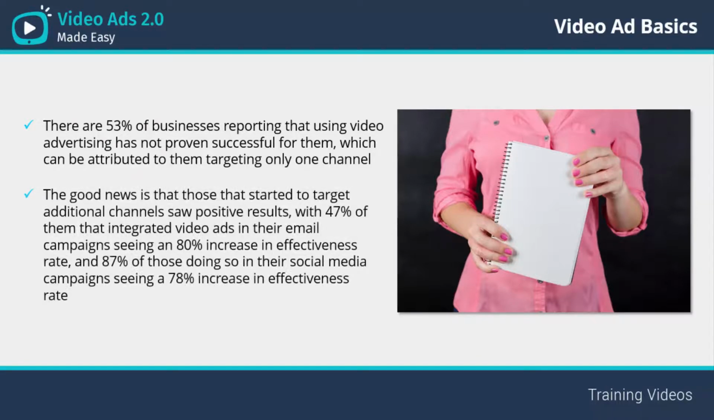The good news is that those that started to target additional channels saw positive results, with 47% of them that integrated video ads in their email campaigns seeing an 80% increase in effectiveness rate, and 87% of those doing so in their social media campaigns seeing a 78% increase in effectiveness rate.